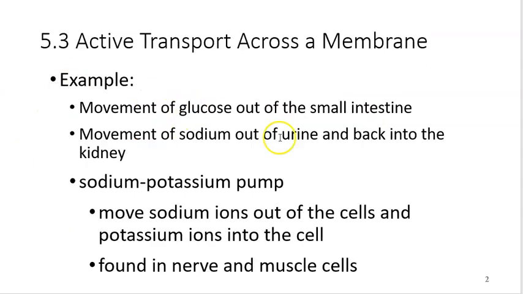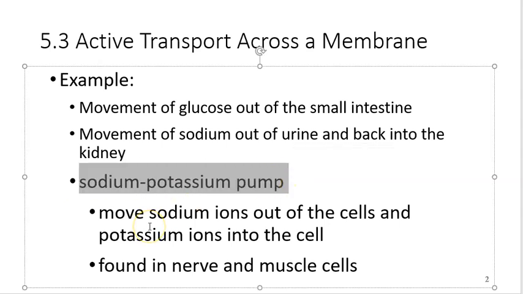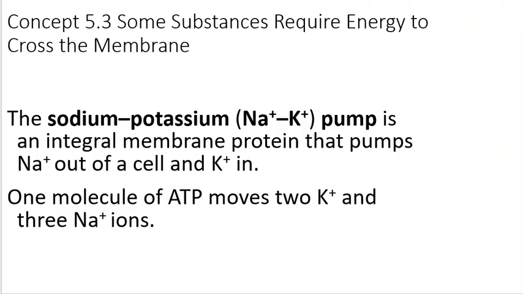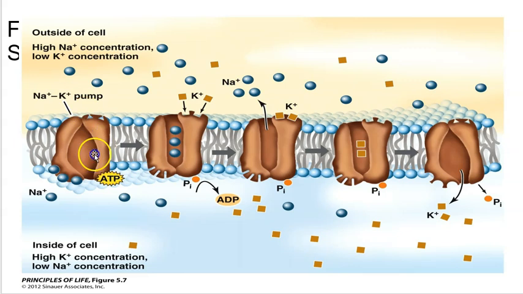Okay, so here's some examples of moving glucose and sodium, but the biggest example that we're going to go through, an illustrative example in biology, is the sodium-potassium pump. So the sodium-potassium pump is this really important pump that pumps sodium and potassium against their concentration gradients. Okay, so what I want to show you is this.